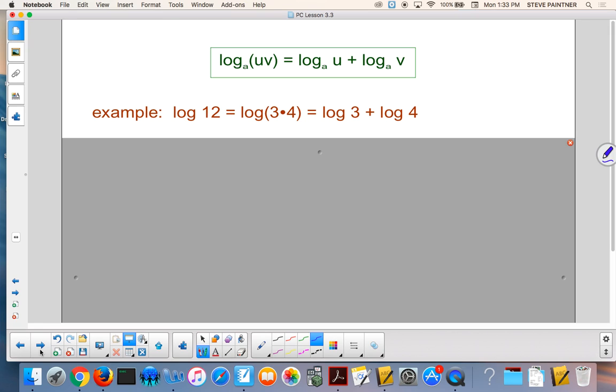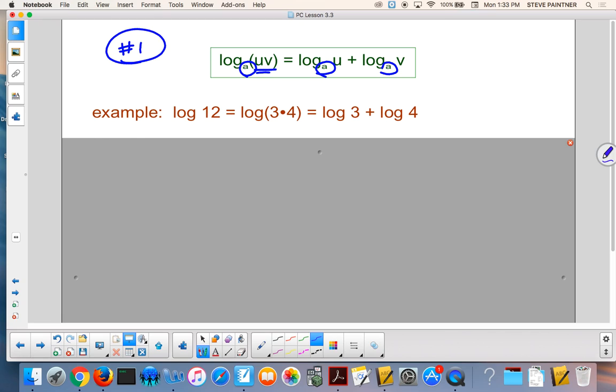Here comes the new part. This would be property number 1. Today, when you see the log of any number, but the number inside is multiplication, U times V, you can break that up into what? What does it say you can break it up into? Addition. Addition of 2 logs. So you can just say log of U plus log of V base what? A. Base A. The bases never change. They don't change.